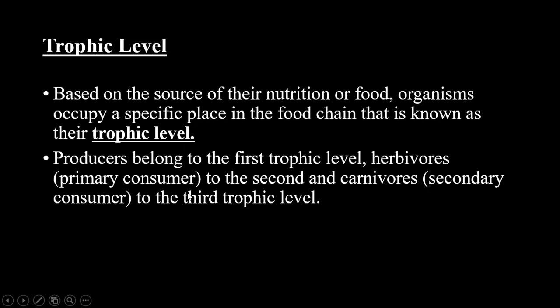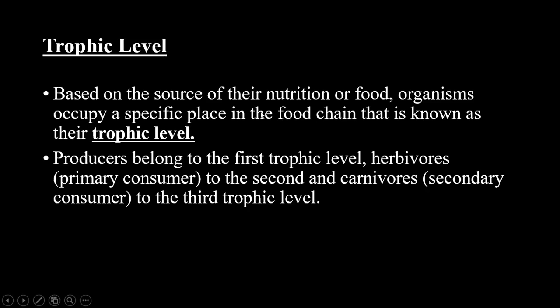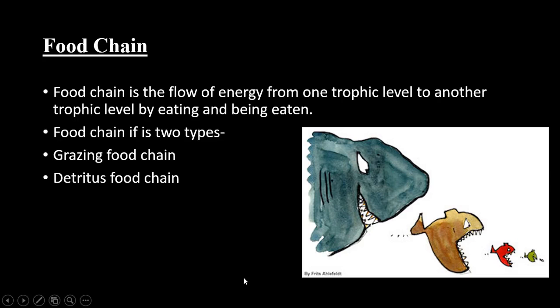So producers occupy the first trophic level. See, these are the producers, they occupy the first trophic level. The primary consumers or herbivores occupy the second trophic level. The secondary consumers or the primary carnivores occupy the third trophic level. And tertiary consumers or secondary carnivores occupy the fourth trophic level. So each organism occupies a specific place based on the source of their nutrition, whether they are eating a plant directly or a herbivore or a primary carnivore. They have a different position, and that is called a trophic level.